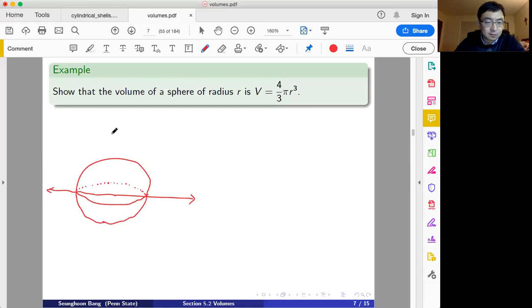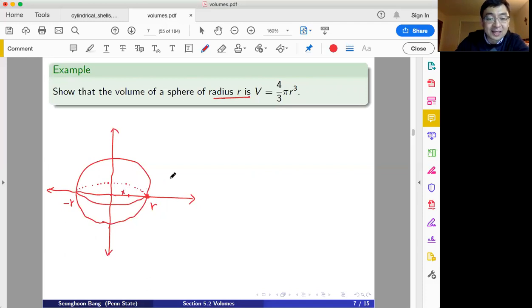Here is the x-axis. This one is the y-axis. This point is 0. This is R. This is negative R. So we have the radius R. So how can you find the volume? You have to choose a point x, where x is between negative R and R.